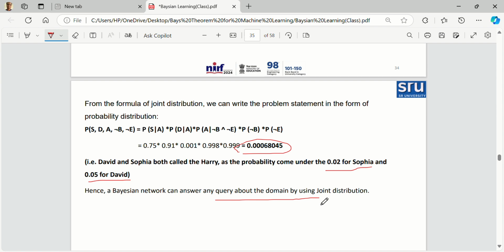So this is the end of the Bayesian network. Next section we discuss the Bayesian classification.